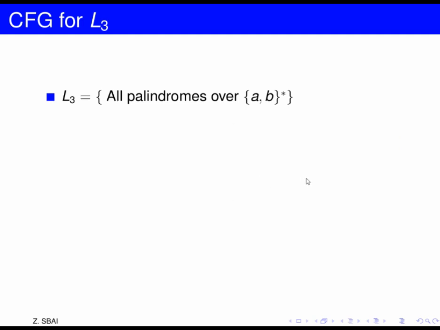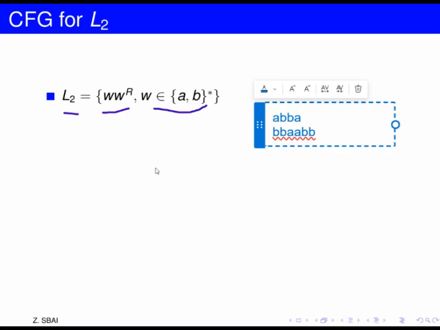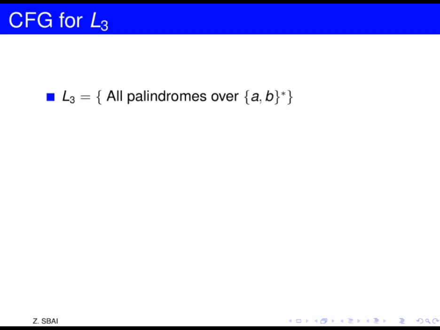Also, try as an exercise to write a grammar for L3, which will accept all palindromes over {A,B}. For this language, L2, it's in fact all palindromes with an even number of symbols. And here is another variant of the palindromes which accepts an even or odd number of symbols. Try to find these two grammars for L2 and L3 and write them in the comments below.